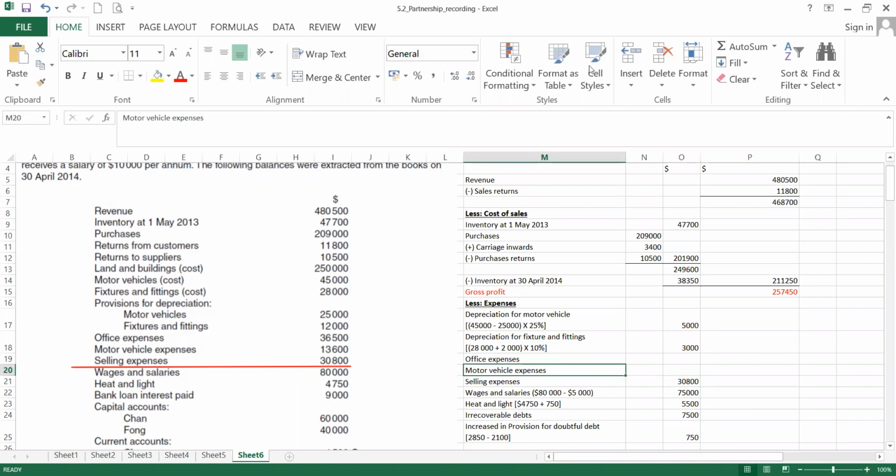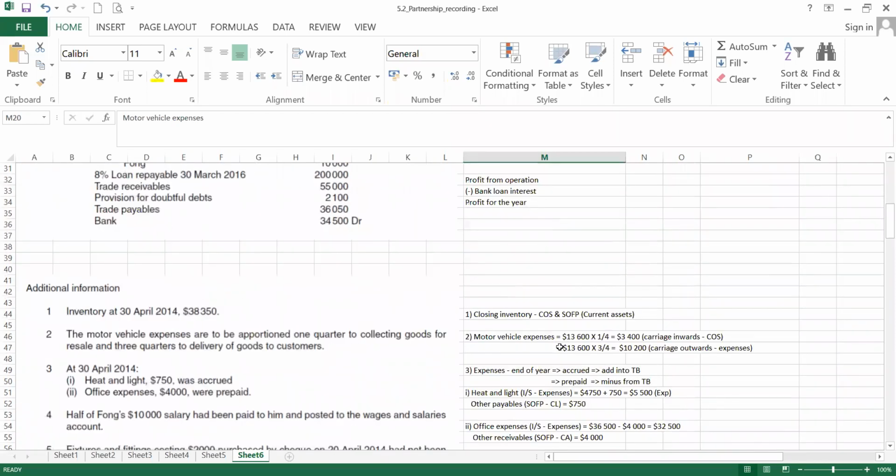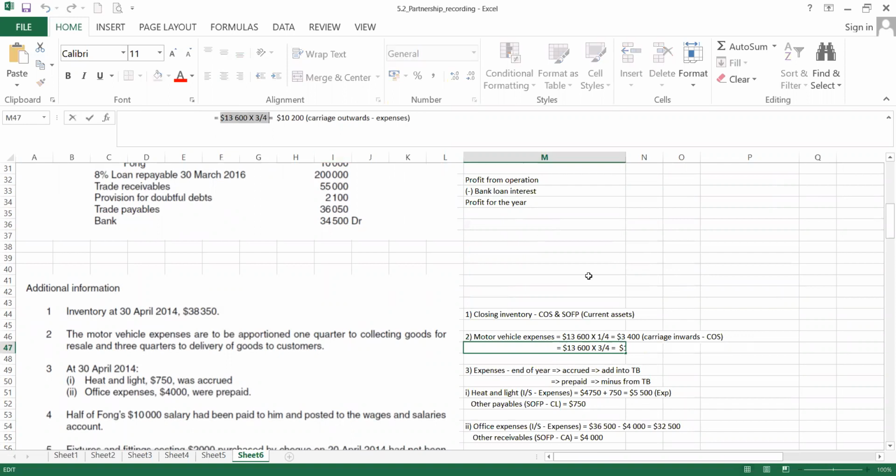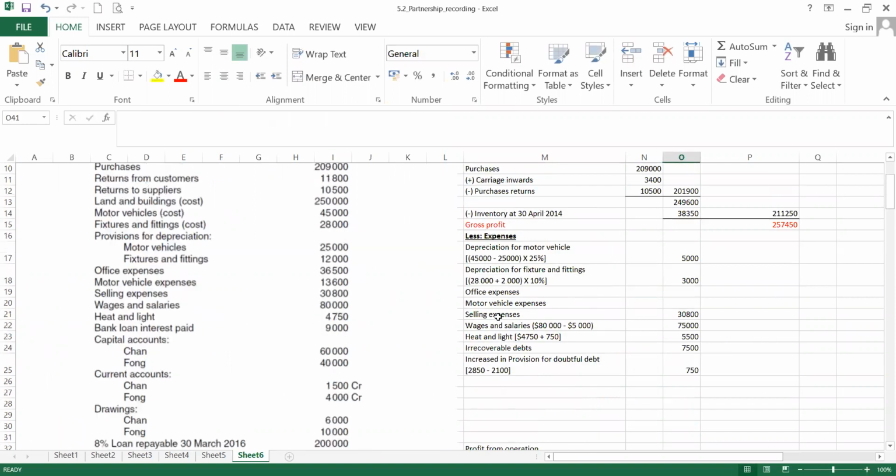Just now we got to do the adjustment, which is the calculation about the carriage outward. This is a carriage outward that we should recognize. So we have to take this amount, show beside the detail. So try to show all your working beside your detail, because sometimes they give you 2 marks for the working. Now, 13600 times 3/4.